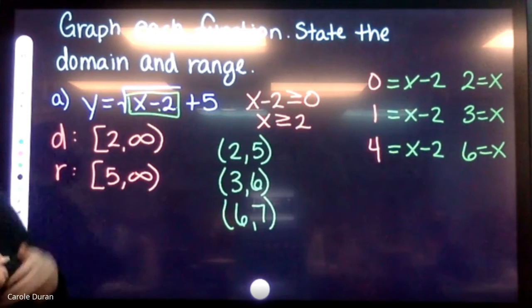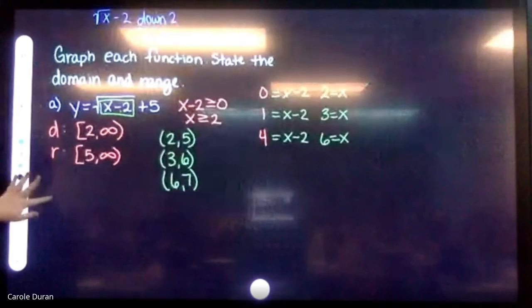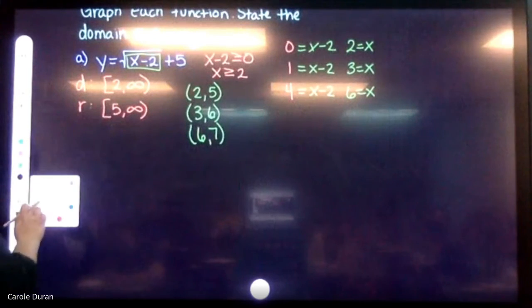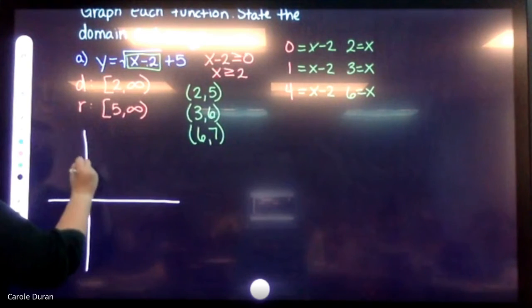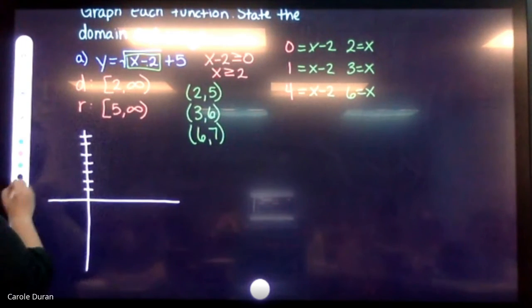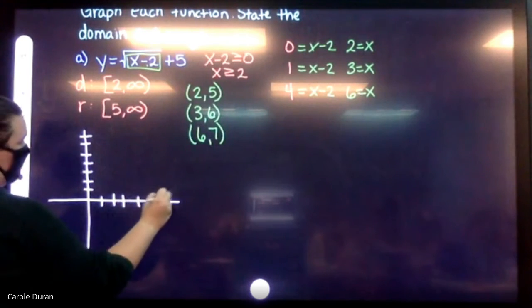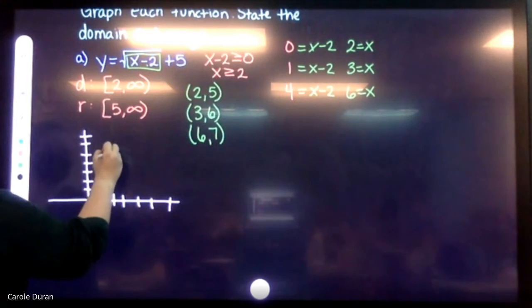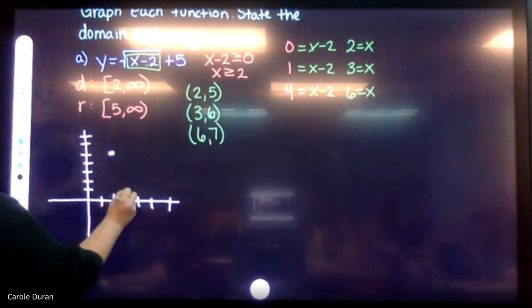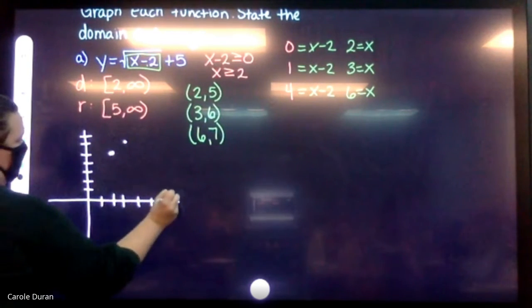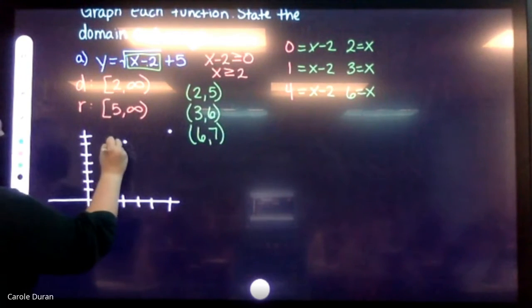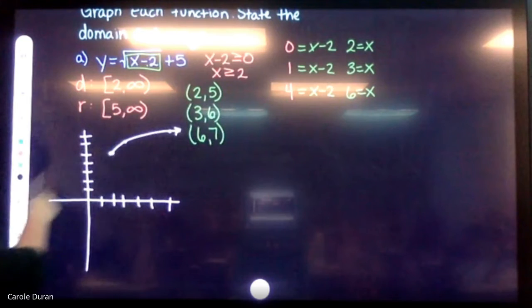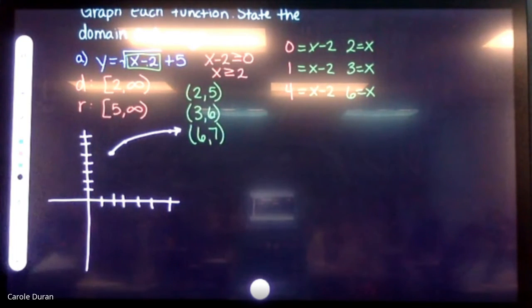So now that I have those, I can go ahead and graph this function, which is just graphing like normal. I go to 2, 5. I go to 3, 6. And I go to 6, 7. My graph starts at that first point. There's nothing to the left there. That is what my graph looks like. Kind of floating.